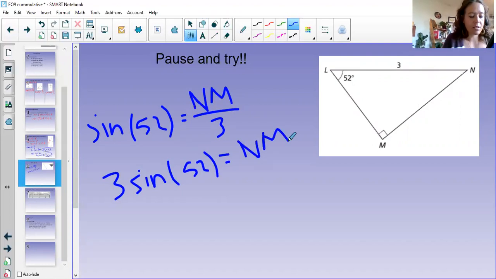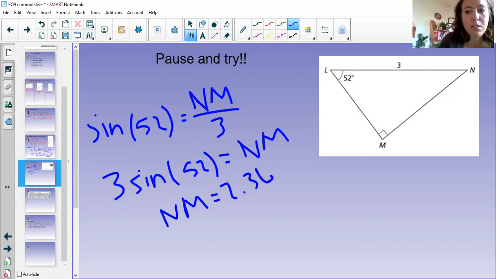So 3 times the sine of 52 is 2.36. So I know that NM is 2.36. So over here we have, I'm going to say, 4. Just because my handwriting is so good on this, right? Okay, now the next thing, I'm not going to ask you because you could kind of have different answers for this.